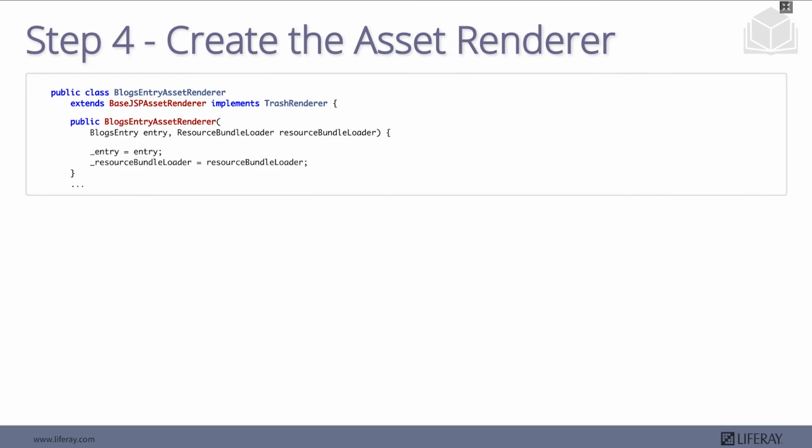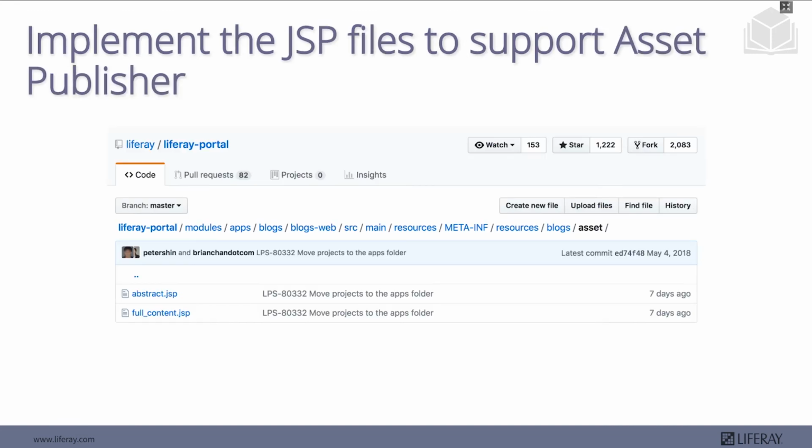Right, so once we have the asset renderer factory all taken care of, we can then go ahead and create our asset renderer object. So last step here is we want our asset to be able to be displayed within the asset publisher. So we create two JSPs within our project, our own application. This JSP will display our asset as an abstract as well as in full content or full context.